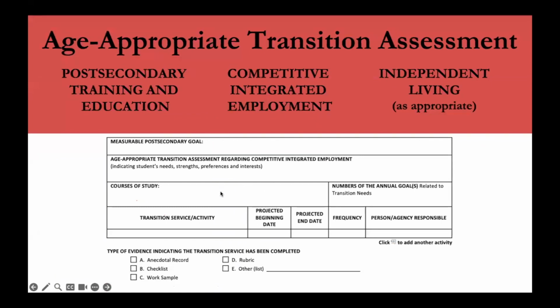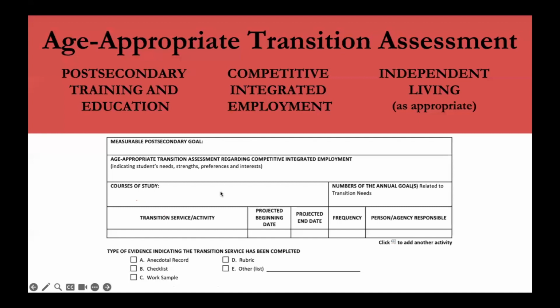This first part is about the age-appropriate transition assessments. You'll notice on the screen I have up across the top the three areas outlined: post-secondary training and education, competitive integrated employment, and independent living as appropriate. The little picture at the bottom of the screen is just a snapshot of what it looks like within the IEP. On the traditional page of the IEP document, you have three boxes that look just like this. The first one is employment or education and training. The second box is for the integrated employment, and that bottom box is for the independent living.